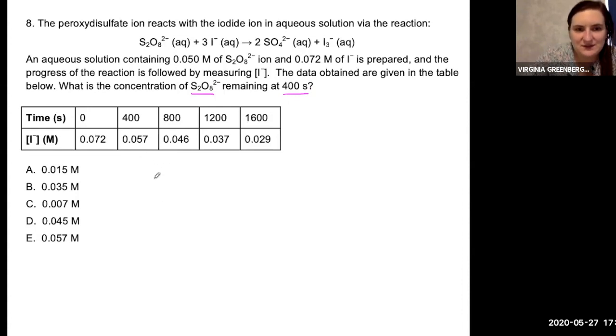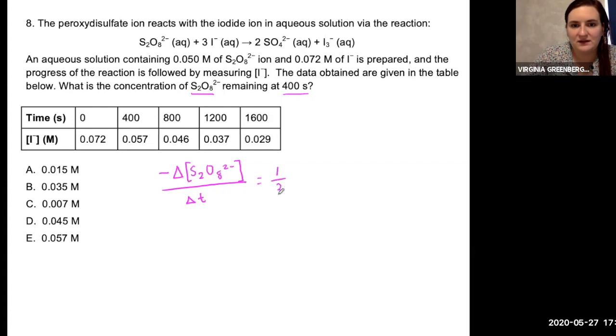And so what we can do is, say S2O8 is going away. We can do 1 over its coefficient, which is just 1. We'll have our change in S2O8 2- over time equal to 1 over the coefficient for iodide, which is also going away because it's also a reactant, times its change over time.